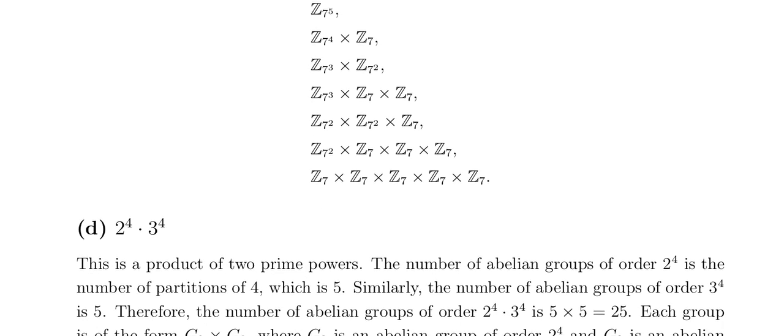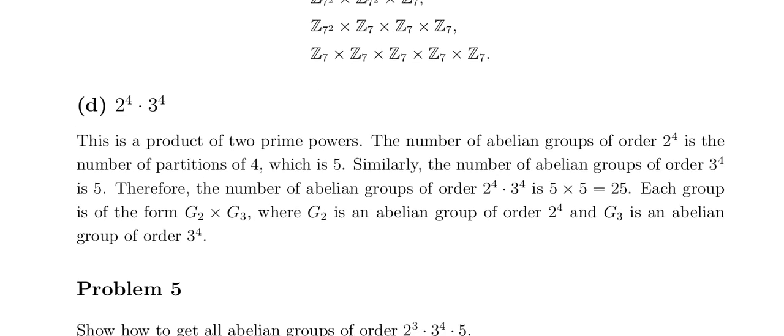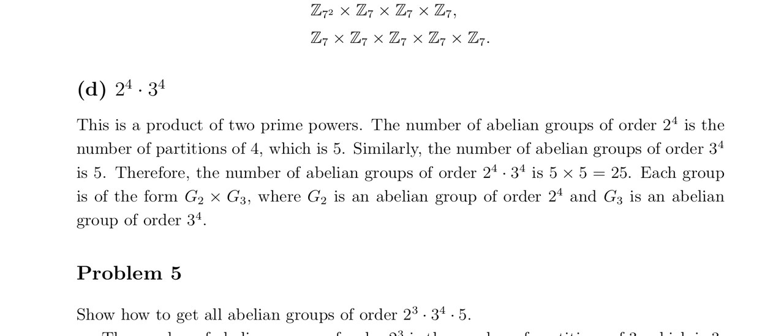We can express this like this: the product of 2 prime powers. The number of abelian groups of order 2 power 4 is the number of partitions of 4, which is 5. The number of non-isomorphic abelian groups of order 3 power 4 is also 5. Therefore, the number of abelian groups of order 2 power 4 and 3 power 4 is 5 into 5, which is equal to 25.